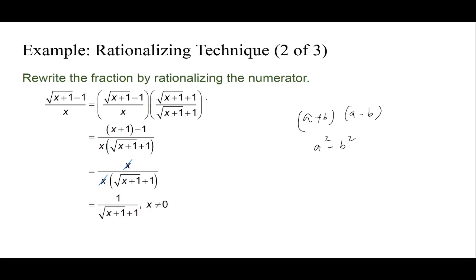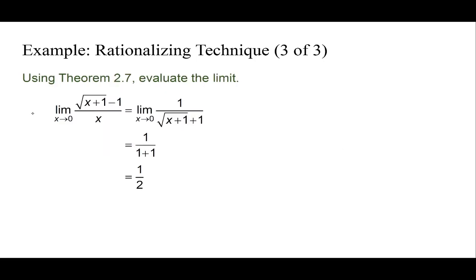You can cancel this x on the top and this x on the bottom. Now the original problem becomes finding the limit of this simplified form. When x approaches 0, put x equal to 0 here, and that will give us the answer. When x is 0, it will be 1 over 1 plus 1, which is eventually half. So that's the rationalizing technique.